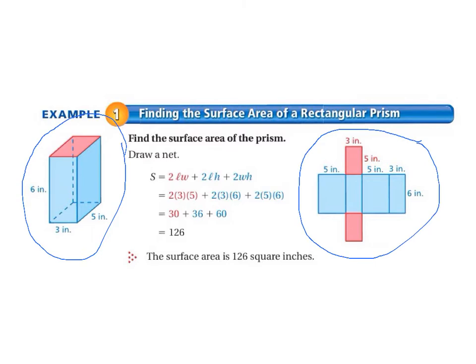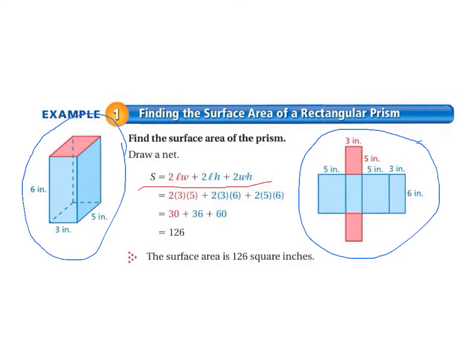So in order to find the surface area we need to use the formula that was given to us on the previous slide, which is also right here, which is S equals 2 times length times width plus 2 times length times height plus 2 times width times height. So the first thing we need to do is decide what is our length, width, and height. So we'll look over at our rectangular prism and label its length, width, and height.